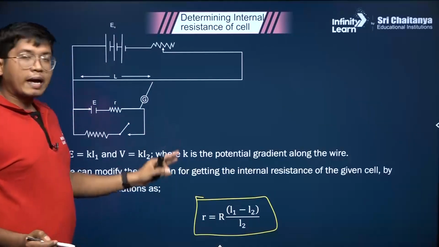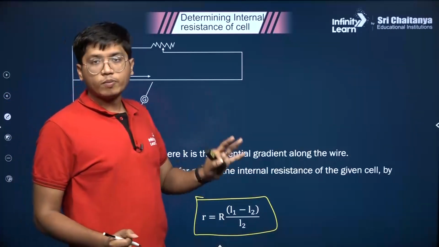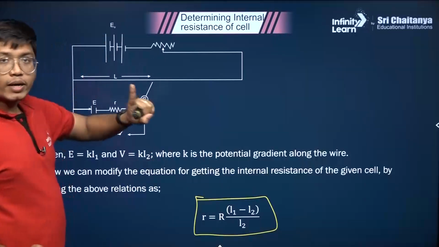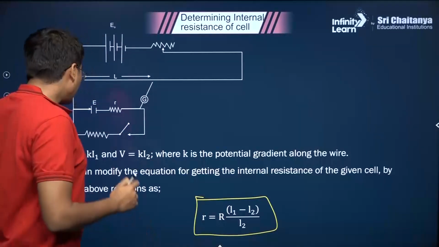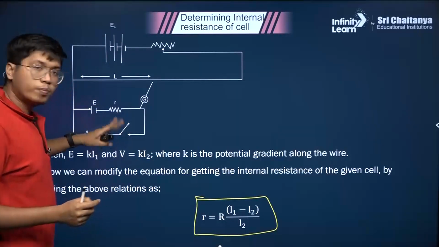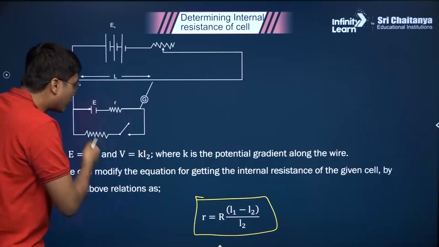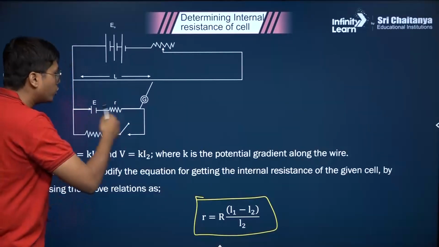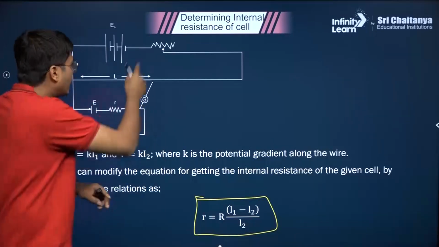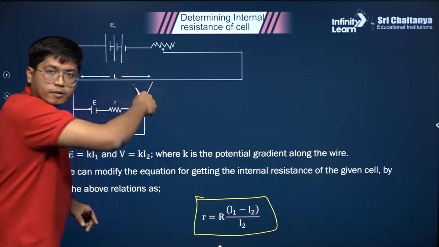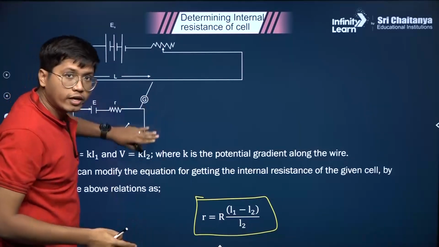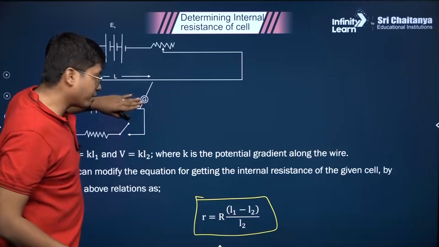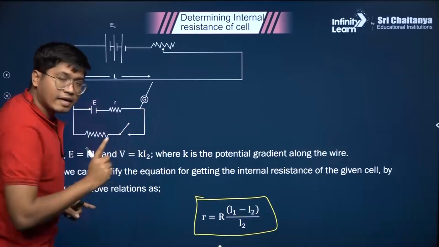Small r is equal to capital R into (L1 minus L2) by L2, where I'll tell you what L1 and L2 are. L1 is the case where this key is open, which means no current flows in the bottom part. You get no current flowing anywhere. The only current flowing would be in the top circuit. Bottom part, nothing flows. So you're getting the EMF, and the length in that case is L1.